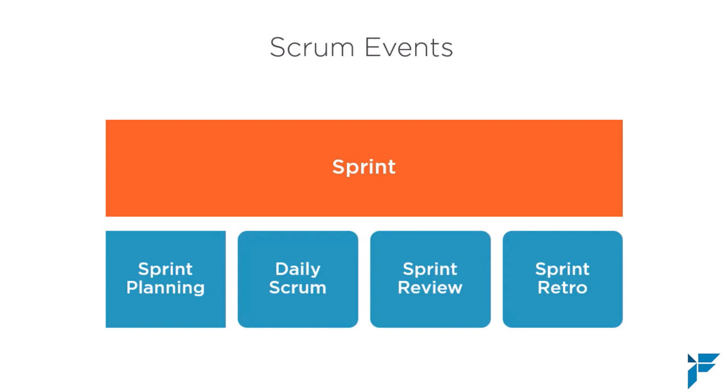There is an activity that Scrum does define that is not called an event, and that is backlog refinement. Backlog refinement can occur whenever Scrum teams feel it's necessary to have. I'll cover all these 4 Scrum events and the backlog refinement activity in more detail later in this course.